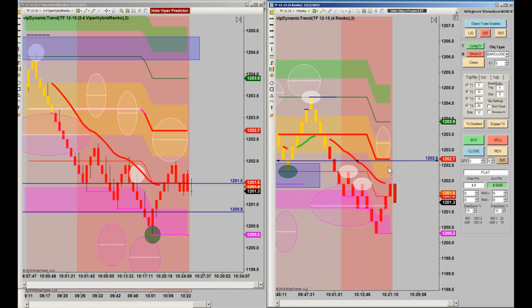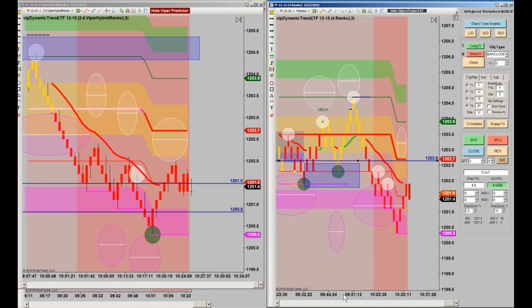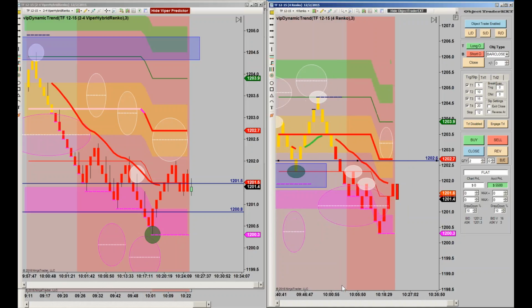Trusting the ellipses. See the ellipse right there? Let's turn that off. I'll bet it goes up there. Let's take a shot at it. It's already been to that white one though, hadn't it? Sure has. So we probably won't get it again.